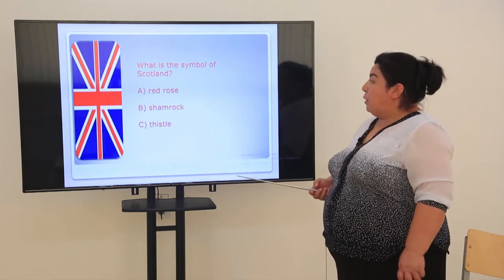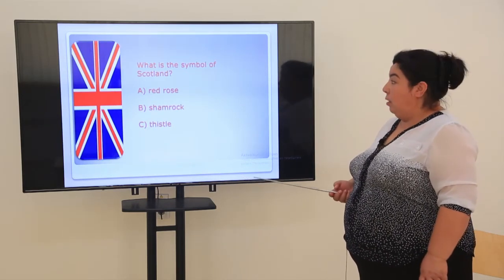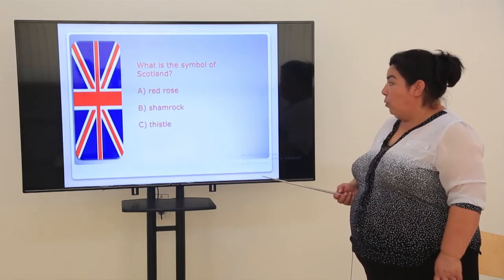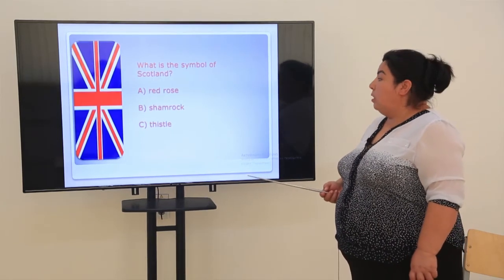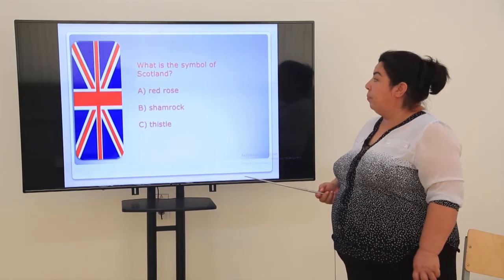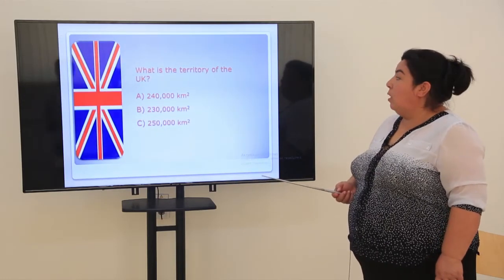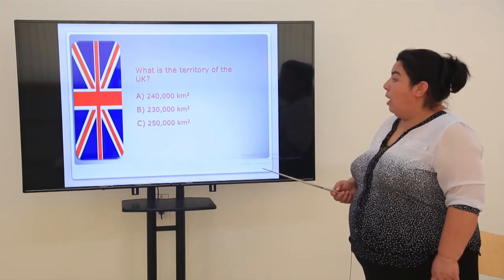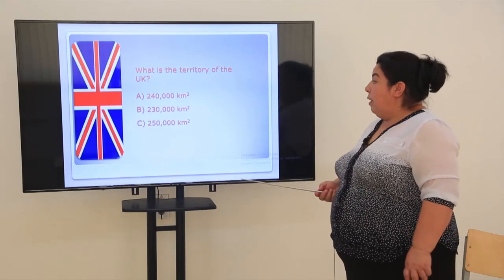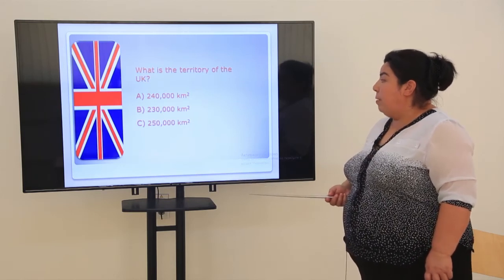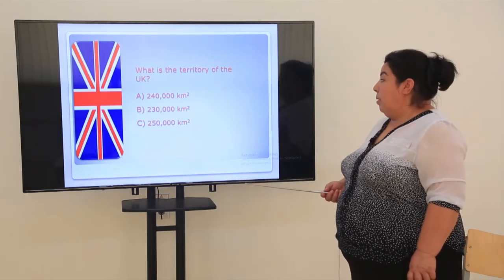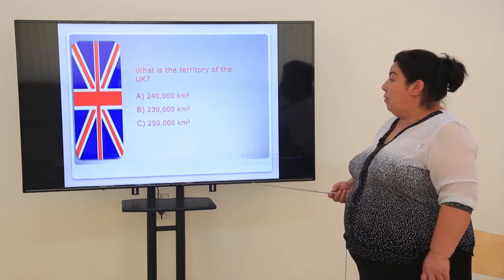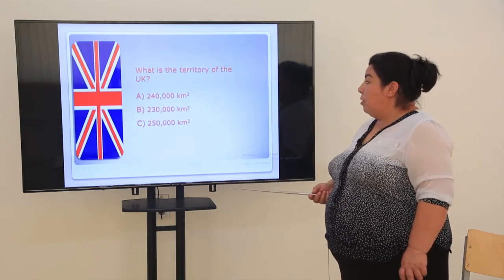What is the symbol of Scotland? This is the fourth question, test of our new theme. A. Red rose. B. Shamrock. C. Thistle. And the last is, what is the territory of the United Kingdom? A. 240,000 kilometers square. B. 230,000 kilometers square. And C. 250,000 kilometers square.